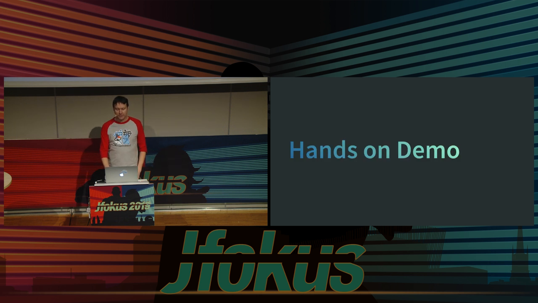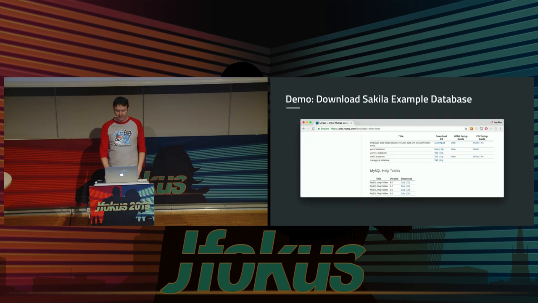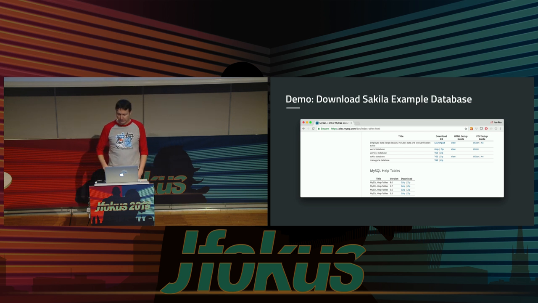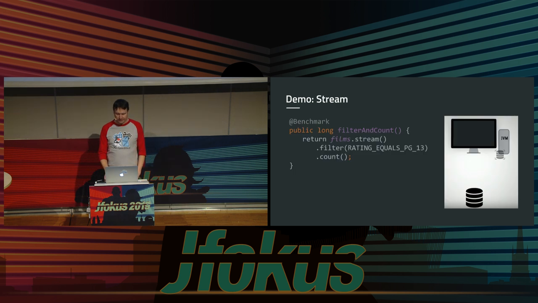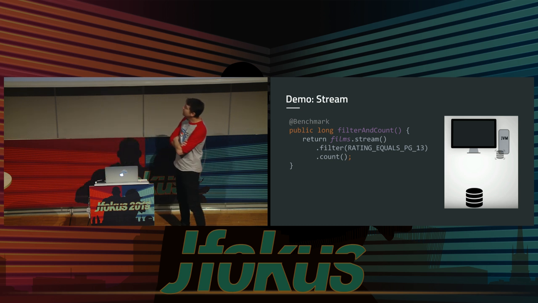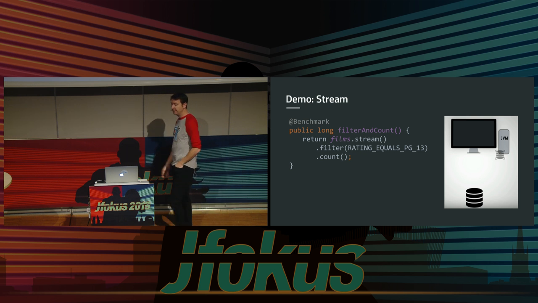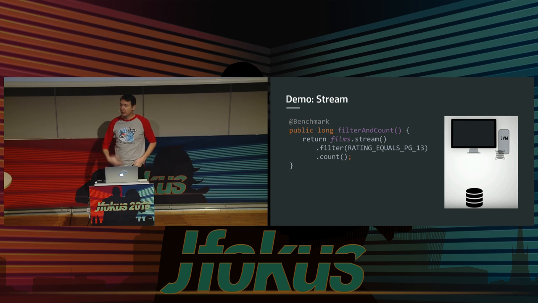So let's say I will do a hands-on demo right now so you can see for yourself how it works and how fast it is. I will use the Sakila example database. You can download that from MySQL, or there are also Docker instances you can use on your machine. This is one of the benchmarks I'm going to use in the demo. This is similar to what I showed before. We filter all films that have a rating of PG-13, and I will count them. And we'll do this millions of times and see what the average latency is.